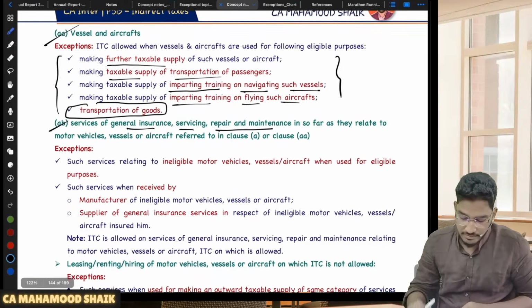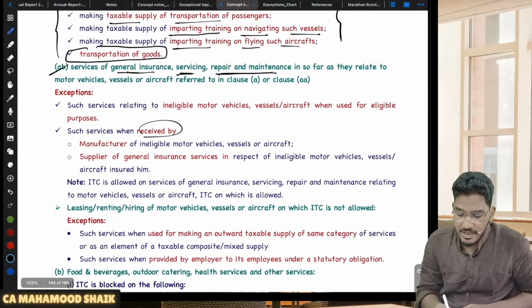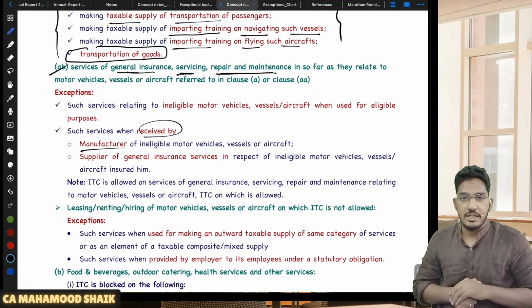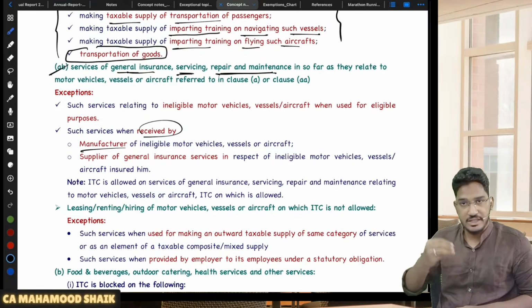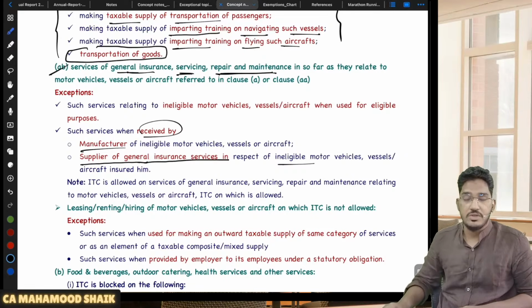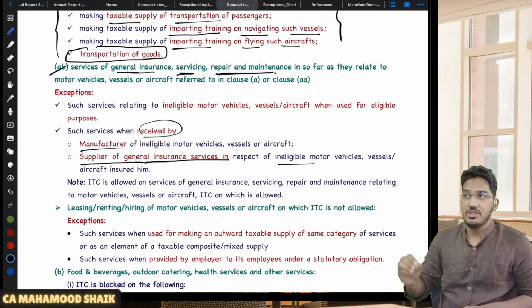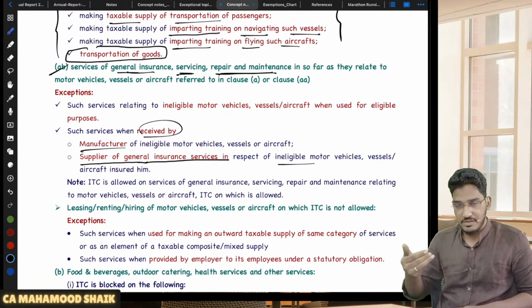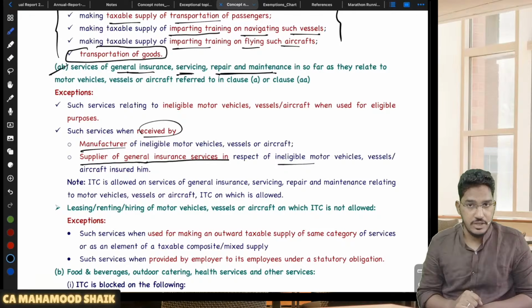However, there are a few more cases where you can avail ITC. These are the exceptions: when general insurance, services, repair and maintenance services are received by the manufacturer of ineligible motor vehicles, vessels or aircrafts, they can enjoy input tax credit. For example, if Tata Motors is taking insurance on their cars, can they enjoy ITC? Yes. Similarly, if such services are received by a supplier of general insurance services in respect of ineligible motor vehicles, vessels or aircrafts insured by them, then also they can enjoy input tax credit.